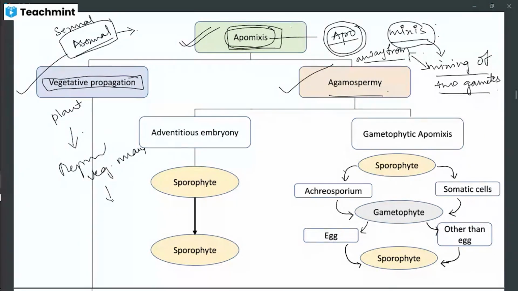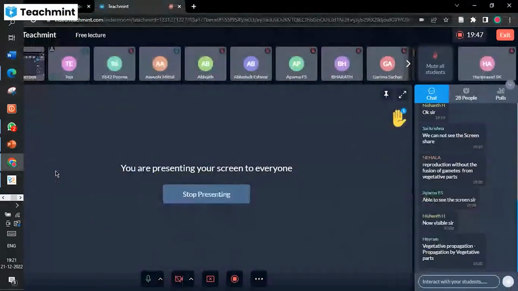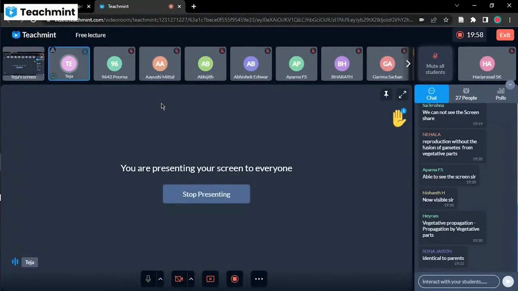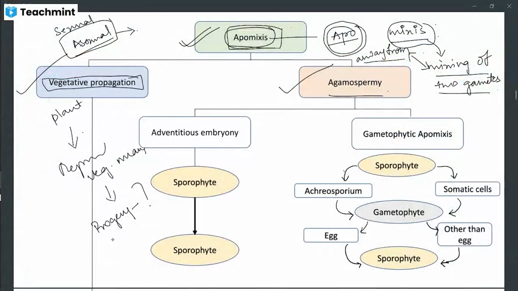So one other question is, if you take a plant and a plant is reproduced by vegetative means, how will the progeny be? How will it look? Identical to the parent plant. Okay, identical to parents. So someone said that it will be identical to parent.